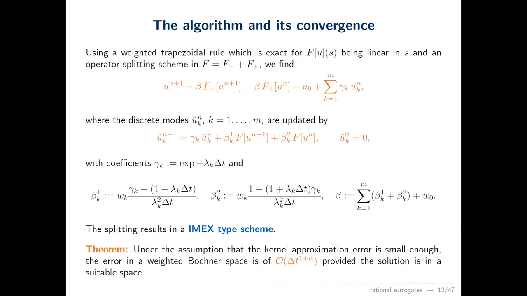And then this gives you an implicit, explicit type scheme. And under these assumptions that the kernel approximation is small enough, meaning that the number of modes is high enough, you get this order, and that can be proven under, of course, always suitable regularity assumptions.